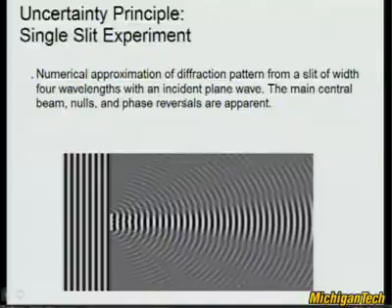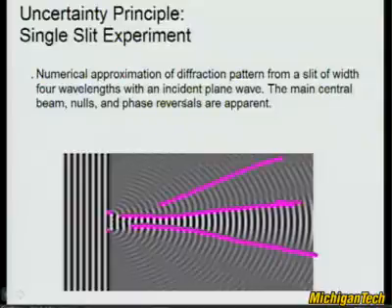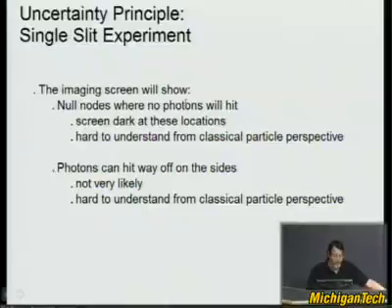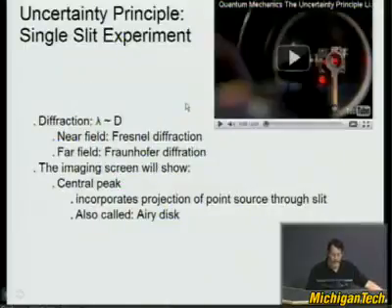Here you see there are about 4 wavelengths in this slit size, and here you get the center part, which would just be the center slit in the classical approximation. But here you see there are nodes where you don't see anything, and you do get waves. Essentially, there are waves that go out even at high angles. So the imaging screen will show nodes where no photons will fall, which is not a classical device, where the screen can be totally dark at these locations. It'll also show that sometimes photons can go way off to the side, and that's also very hard to understand from a classical perspective.